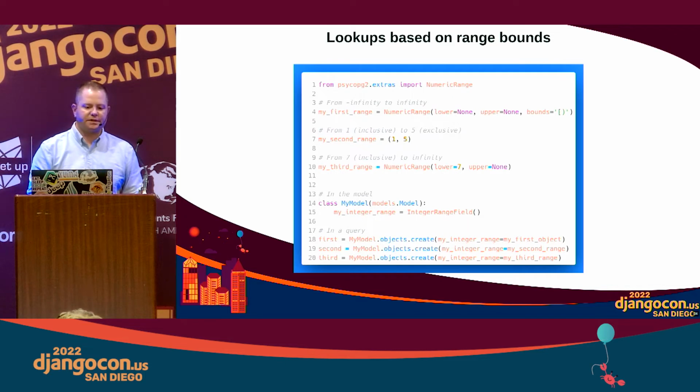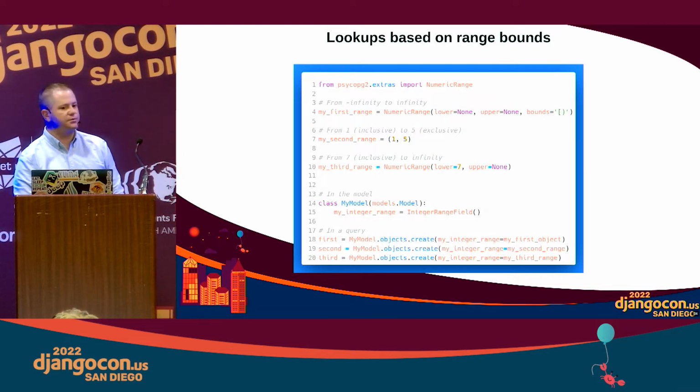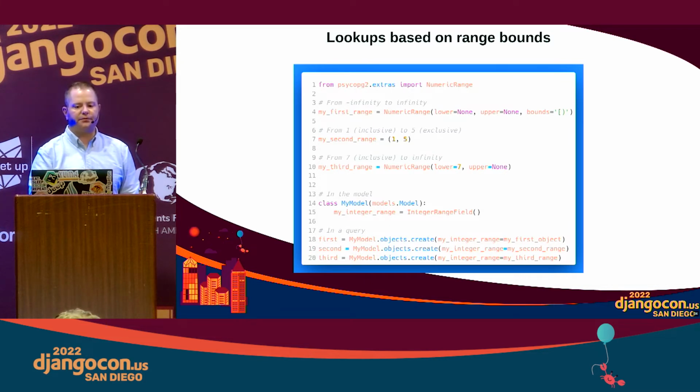So a few examples here of instance creation. Here we're defining 3 different ranges. So my first range is using a numeric range from that extras package. And we've defined the lower value as none, the upper value is none, and the bounds, I just kept with the default inclusive, exclusive. The second range down there, we're just using a tuple, 1 and 5. And the third one, we're also using numeric range, but we have a lower value of 7 and an upper value of none.